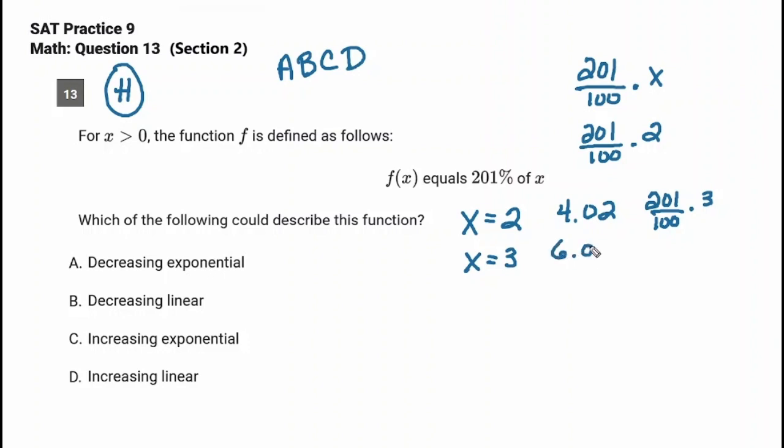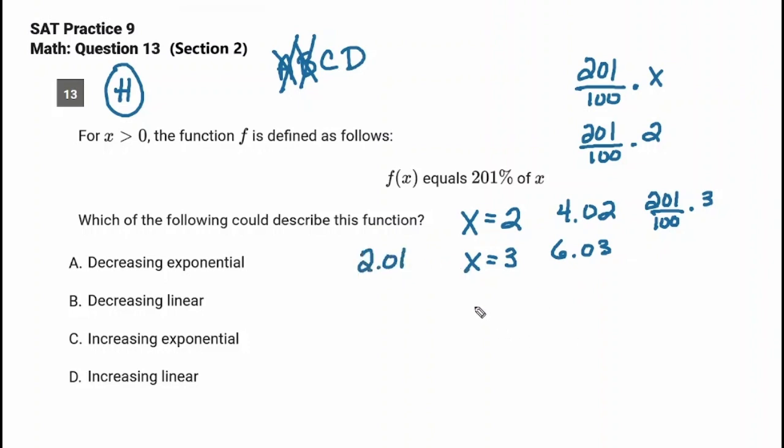And now we can get somewhere. First of all, did it go up? Did it go down? Well, it went up, right? So if it goes up, it ain't going down. So what can I cross off? A and B. How did it go up? Well, we can subtract to find out. The change here is 2.01.